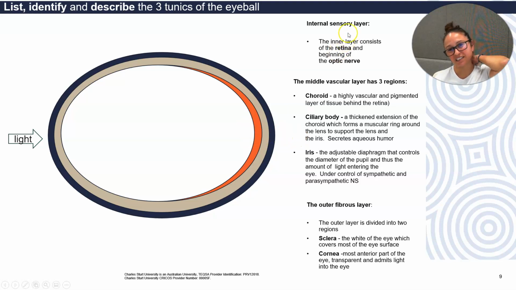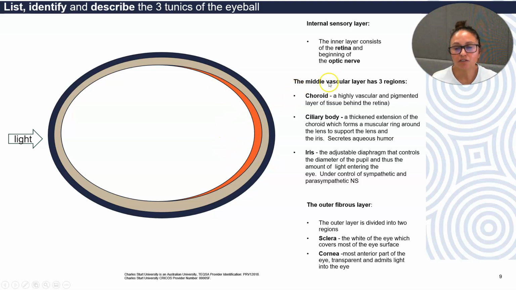Let's have a look at the sensory layer, which is where light is detected, where the photoreceptors sit. Can you see here, the retina is the innermost layer and it sits at the back of the eye, but it doesn't go all around. There you go. There's the retina.